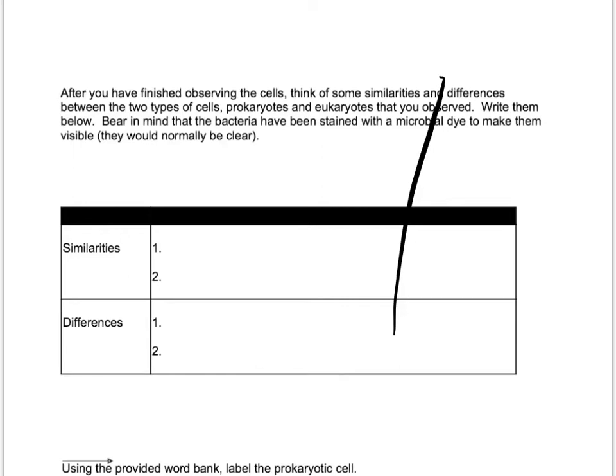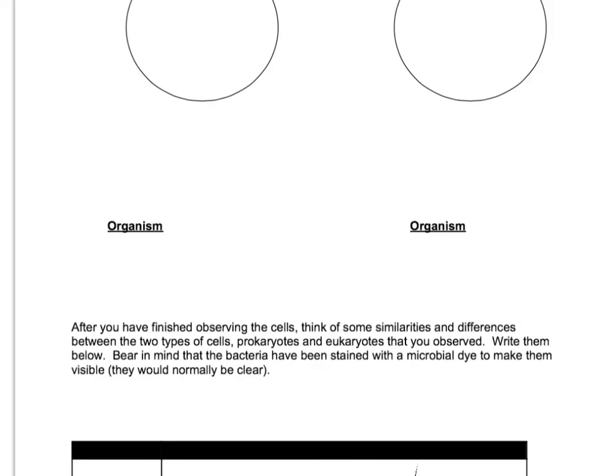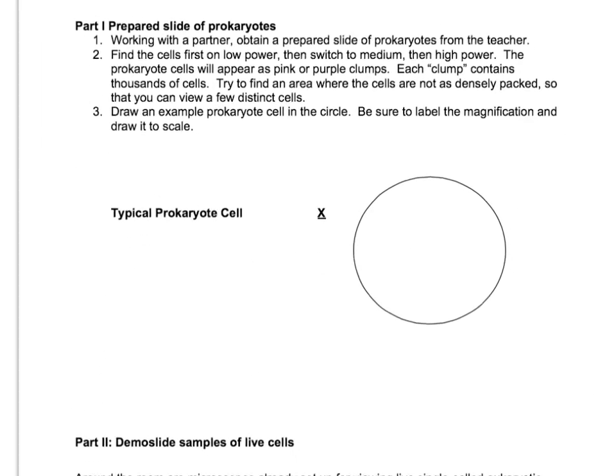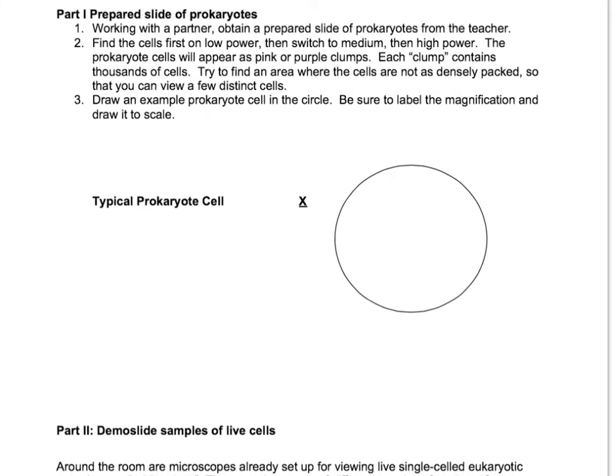One of the first things that you should have noticed is that in the prokaryotic cells, when you were first looking at it, you should have found clumps of these tiny little circles that were all just jam-packed together. And these clumps were very hard to distinguish between.